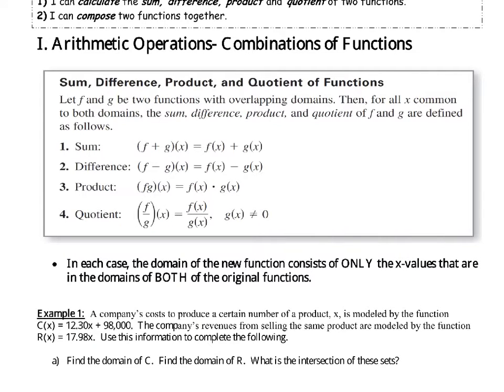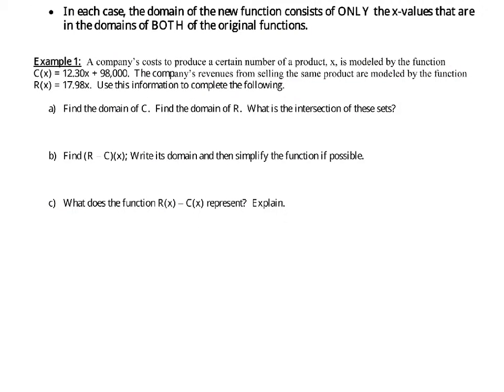A summary of the four main function operations is given to you inside the box. I encourage you to take a moment to read through it to help you better understand what will come to follow. In example 1, we are given two functions.